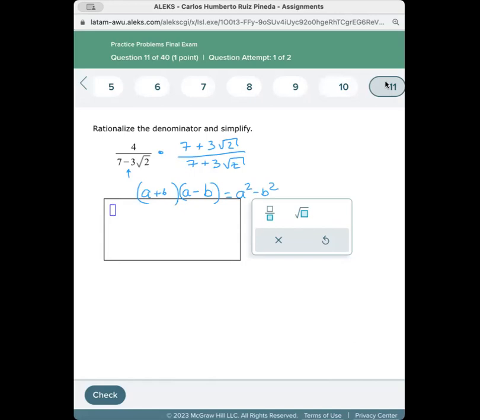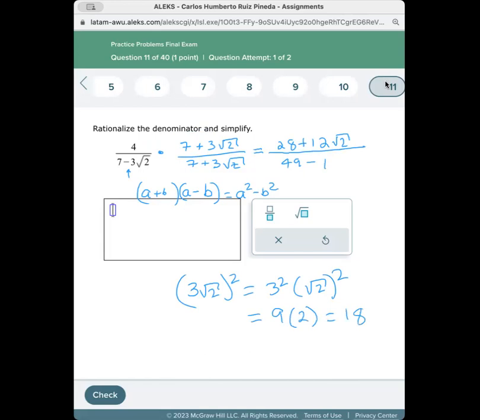So we need to multiply in the numerator the 4 times 7 and also the 3 square root of 2. So we get 28 plus 12 square root of 2 divided by the square of the first, 7 squared, 49, minus 3 square root of 2 squared, which is 3 squared times square root of 2 squared. 3 squared is 9, square root of 2 squared is 2. So we get 18 in the denominator. 49 minus 18.